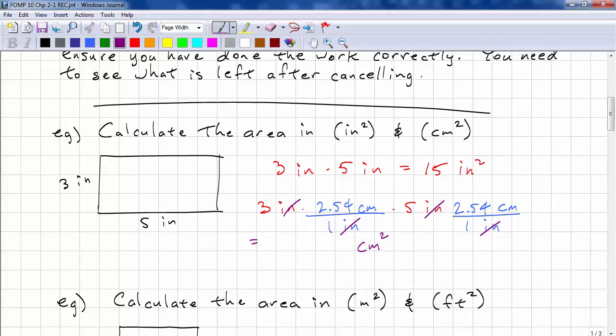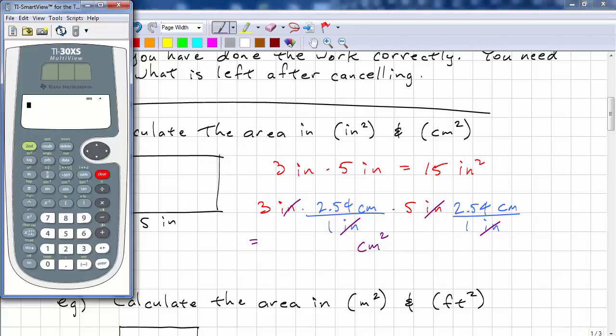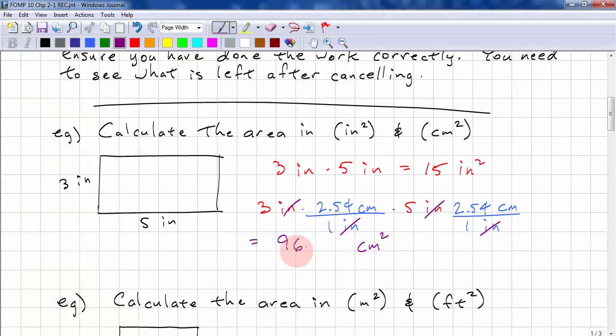And let's load this up on the calculator. Okay, so we do 3 times 2.54 times 5 times 2.54. Now we get 96.774, but we can approximate this to 96.8 centimeters squared.